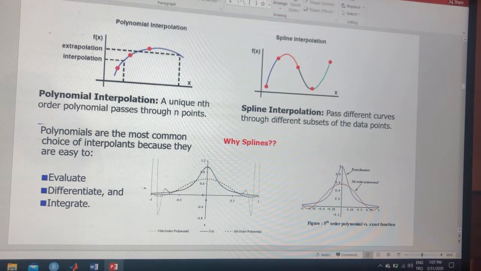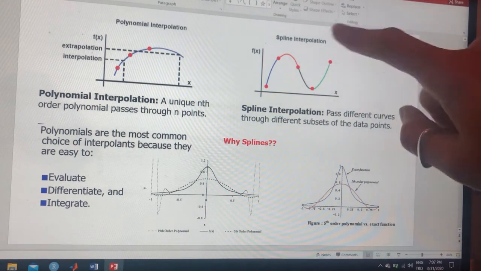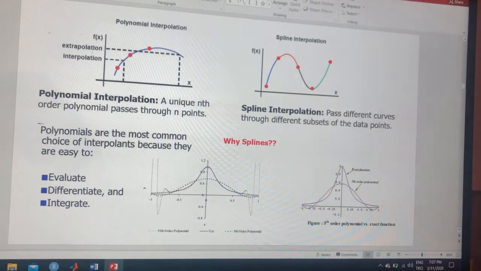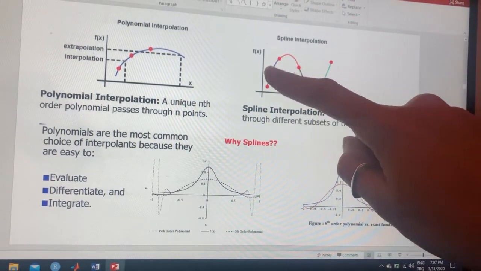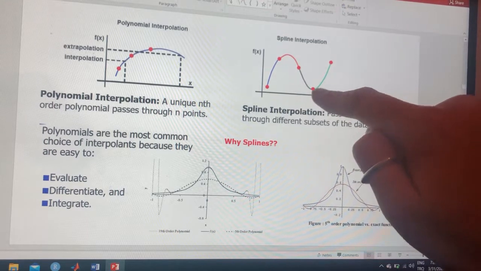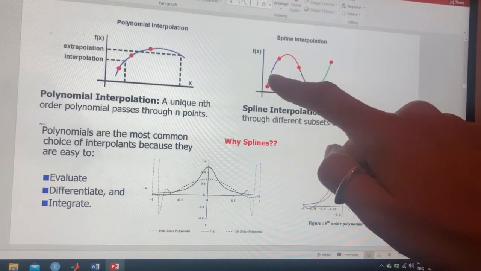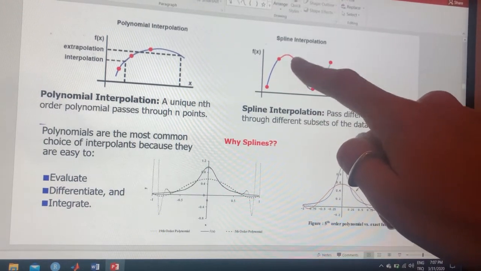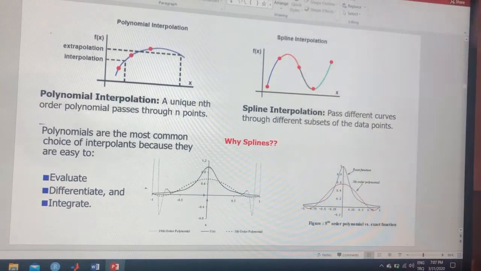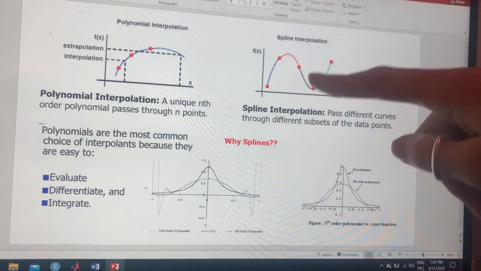Once we come to the spline interpolation, it's a little bit hard to calculate and evaluate, but it is a much more reliable choice. Because for the spline interpolation, as you can see, there are 5 data points, and between the data points we are defining one curve for each pair. So instead of defining just one curve, between the first and second we define one curve, between the second and third another curve. So these are different curves we are defining between the data points. That's the difference.